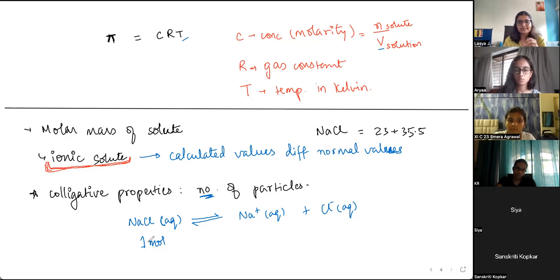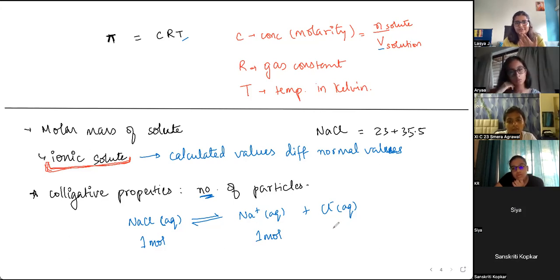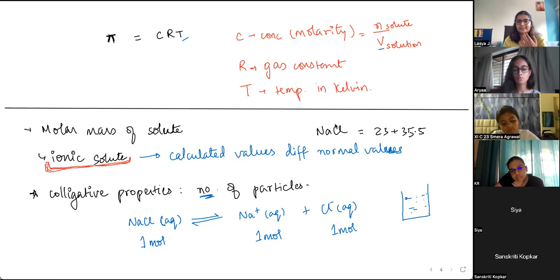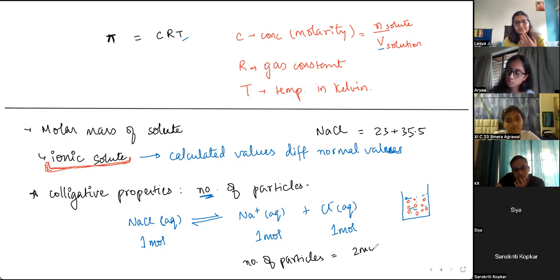So 1 mole of NaCl will give me how many Na plus ions? One. And how many Cl minus ions? One. So technically, if I have water and I add 1 mole of NaCl, how many individual particles do I have in total? Twice the amount. The number of particles has become 2 moles: 1 mole of Na plus and 1 mole of Cl minus.